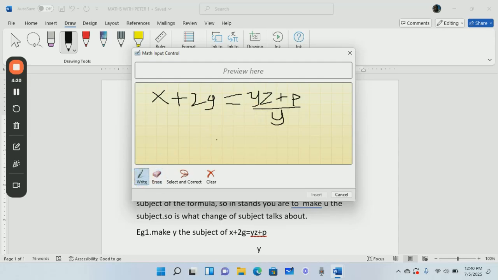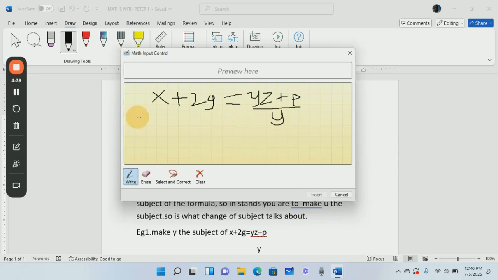With this equation, since y is the denominator, what you should do is multiply through the whole equation by y. Without wasting time, this is how you do it.